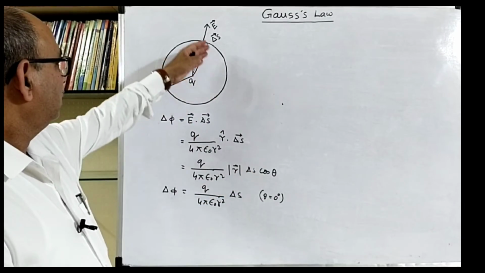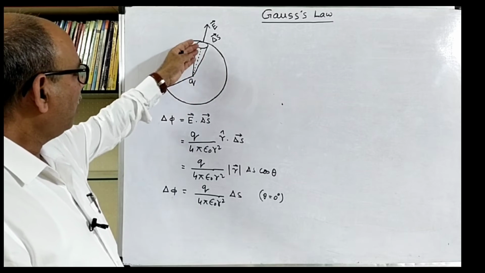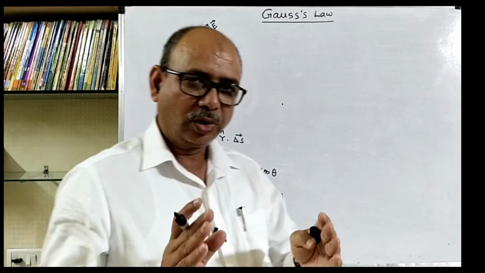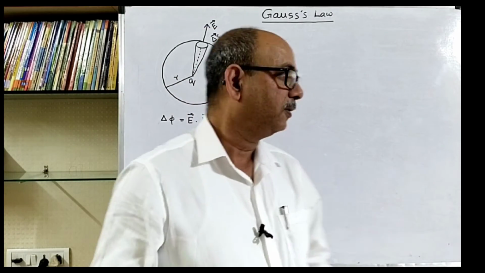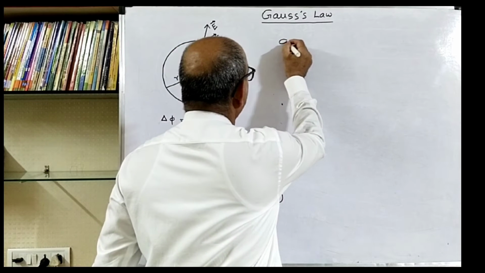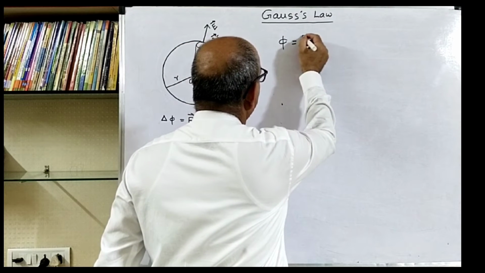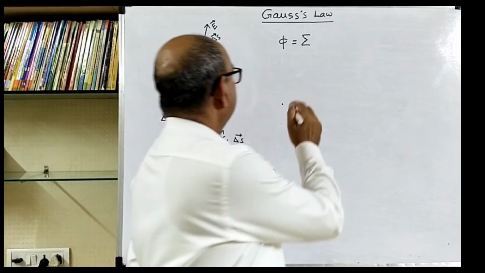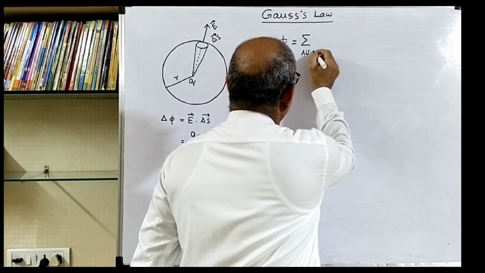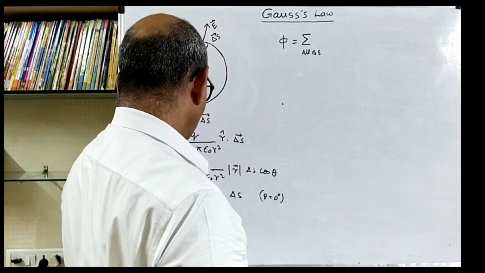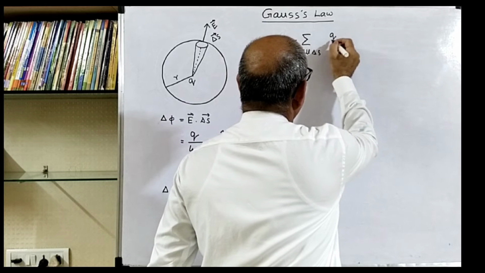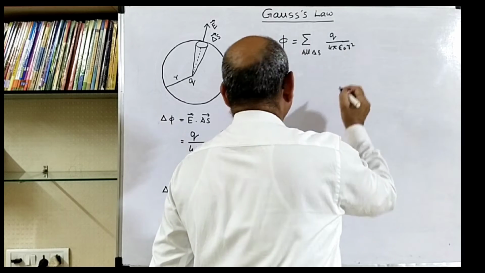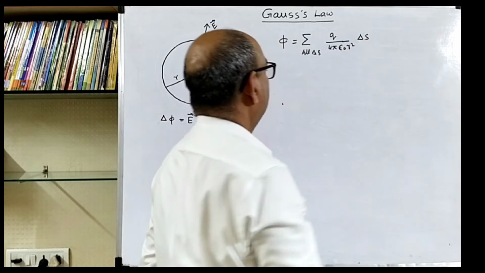We have divided the sphere into the small element area delta S. If we want to calculate the total electric flux passing through the sphere, let its value be phi. This will be equal to the sum of the electric flux passing through all element areas, all delta S, Q upon 4 pi epsilon naught r square into delta S.